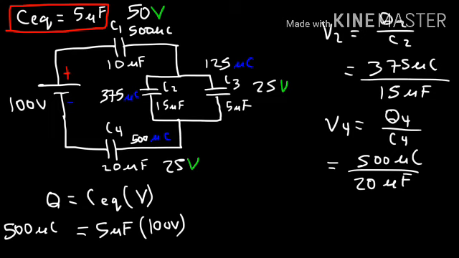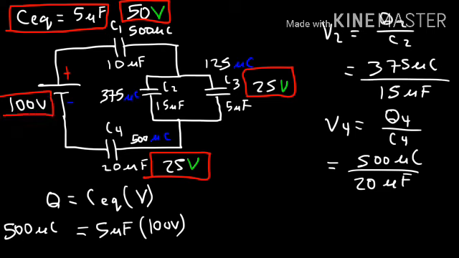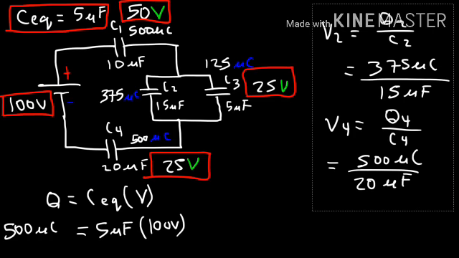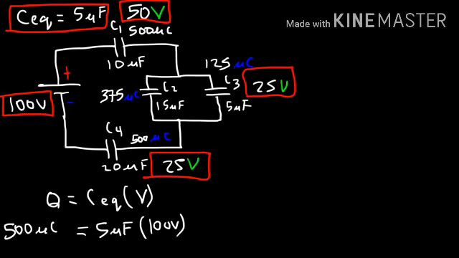Now notice that the voltage across the capacitors adds up to the voltage of the battery, meaning that 25 plus 25 plus 50 adds up to 100. So that tells us that we're on the right track. Everything that we've done so far is correct.